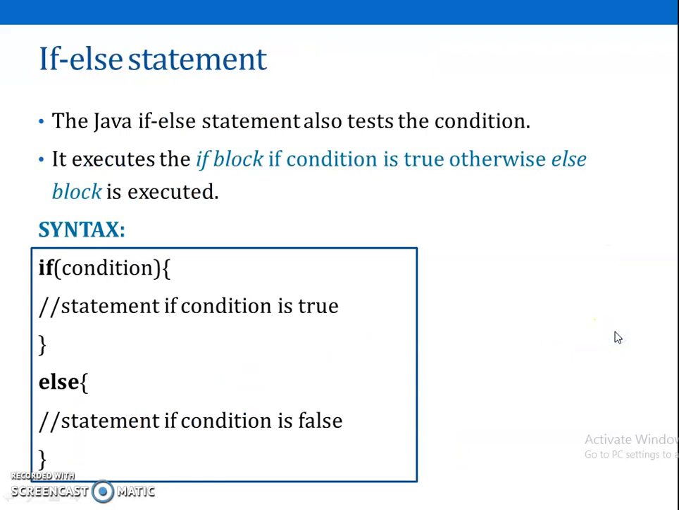The next statement is the if else statement. It is also used to test the condition, but it consists of a true block and a false block. If the condition is true, this block will get executed, and if the condition is false, this block will get executed. You can clearly note from this syntax, if of condition, statement if the condition is true, else, the false part. If the condition is false, this block will get executed. This will be the syntax for the if else statement.